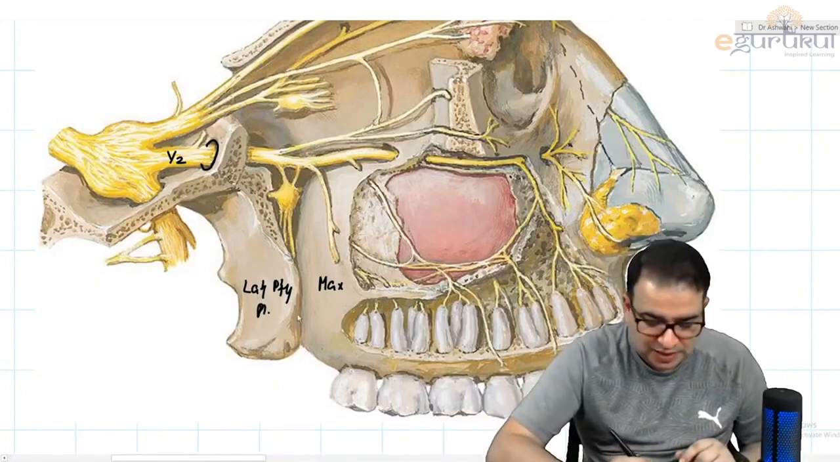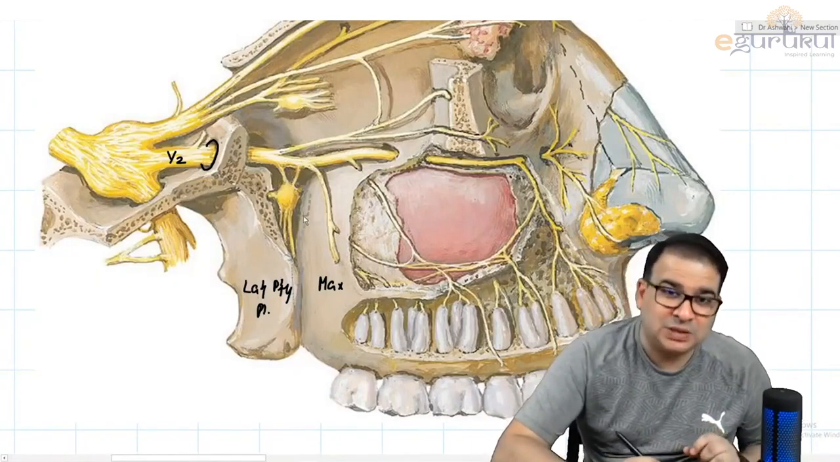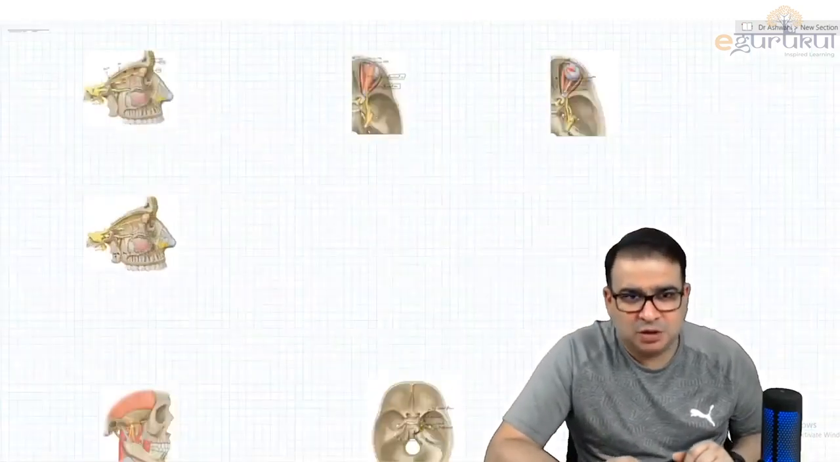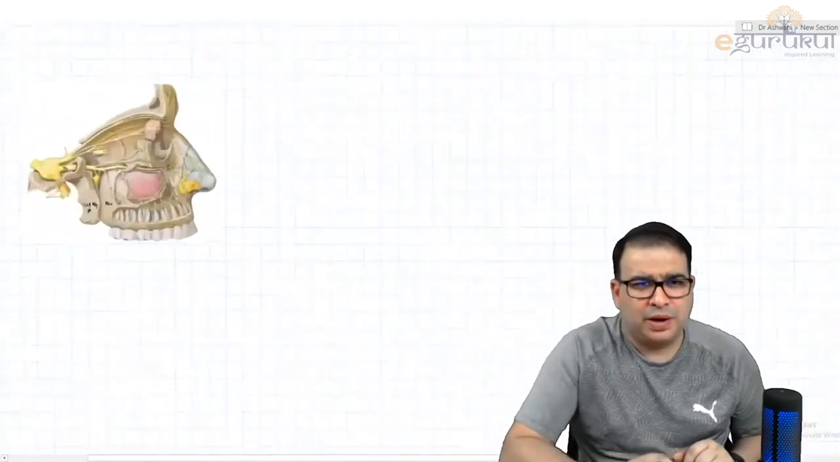This fissure is what? Pterygomaxillary fissure. The fossa inside is what? Pterygopalatine fossa. Let me see if I have a picture. No, I don't. Okay.